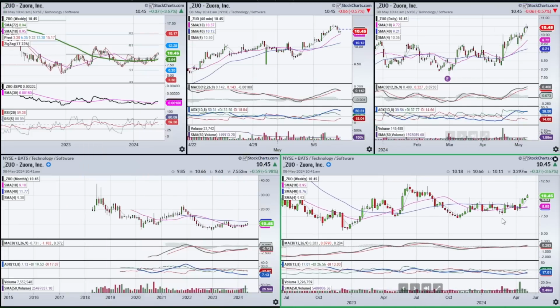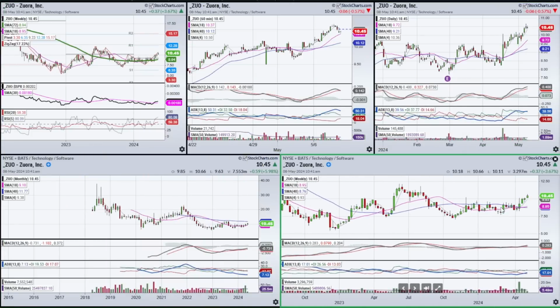But certainly a name I'd be watching, because of how it's traded, especially relative to its peers. So that's how I'd handle that. I think I'd let it follow through a little bit more and then look to play the next higher low.